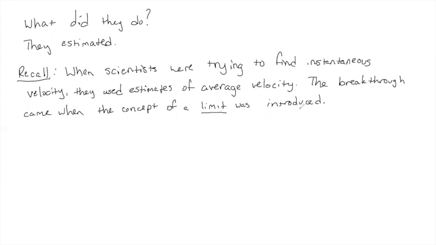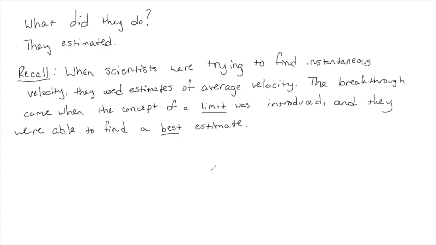So when limits were introduced, the breakthrough came when the concept of a limit was introduced. And they were able to find a best estimate, right? The limit, really, when you think about it, is just an estimate, but it's such a good estimate that we take it to be the actual value. It's so close to the real value that we can figure out what the real value is simply by looking at this quote unquote perfect estimate.